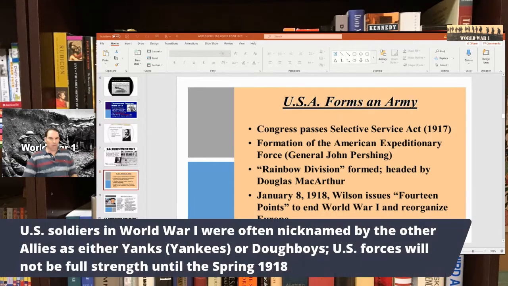By the way, U.S. soldiers that fought in World War I were called Yanks or Yankees. Of course, a Yankee to me is somebody in the northern United States. The South, we're not Yankees. Anyway, we're the ex-Confederates and all the rebels, whatever you want to call us. The Yanks are Yankees, of course.